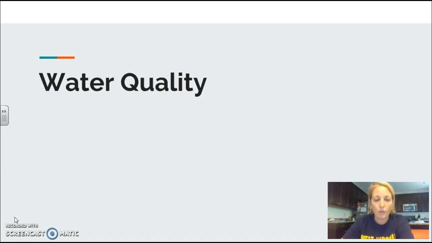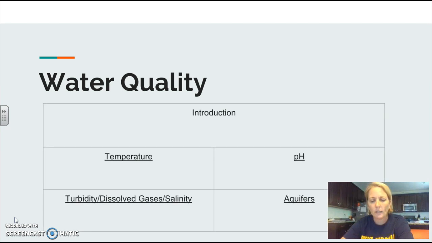This will be page 32 in your notebook, so if you want to go ahead and turn to page 32, you're actually going to be drawing sort of a note-taking template in order to get through these flip videos. Okay, your note-taking template might look something like this, where you have an introduction section at the top where you'll take some introductory notes just on what water quality is, and then you'll divide it into having temperature, pH, turbidity, dissolved gases, salinity, and then a section for aquifers.